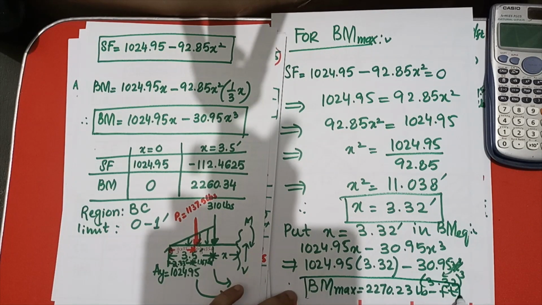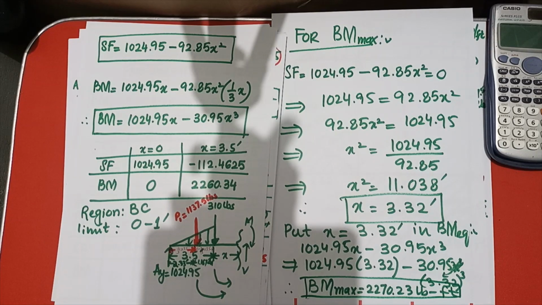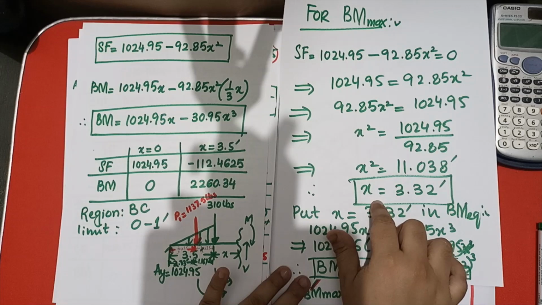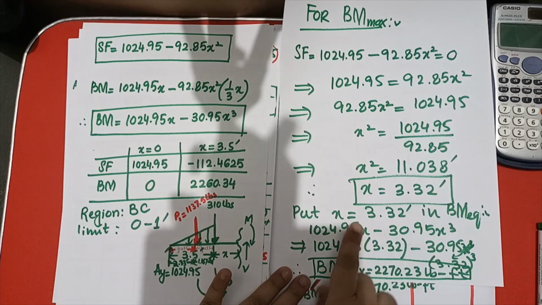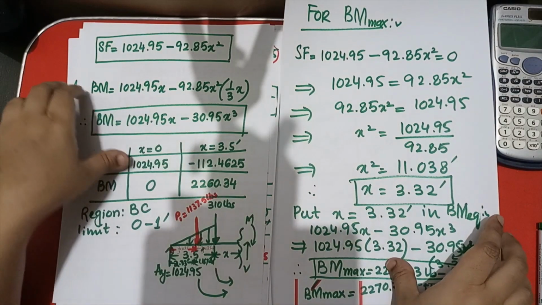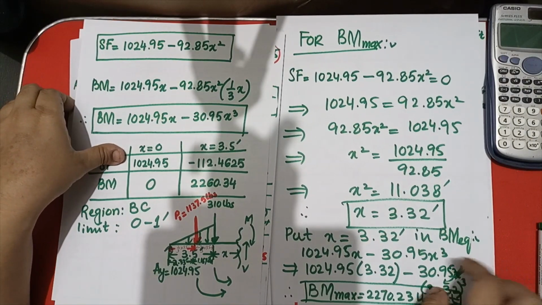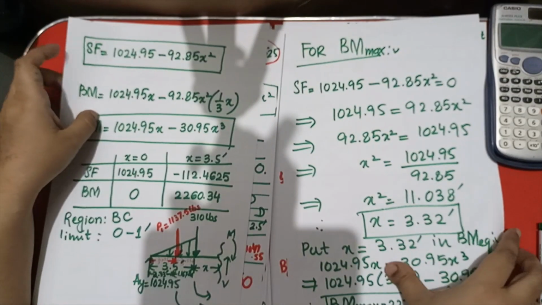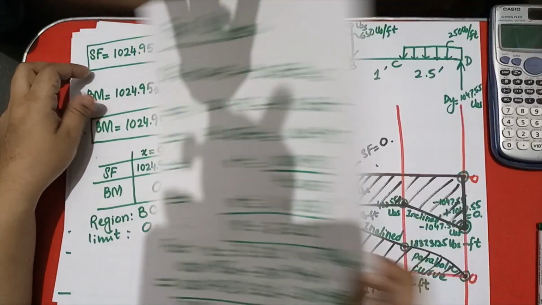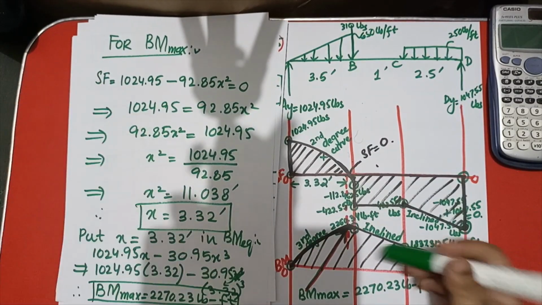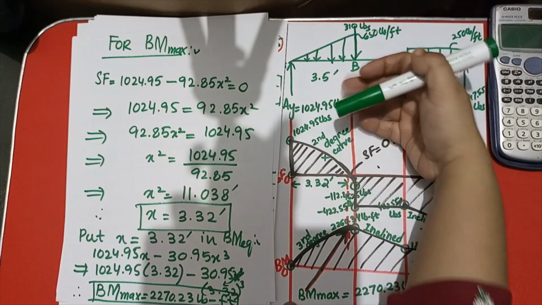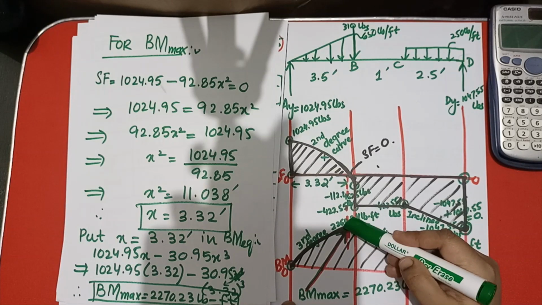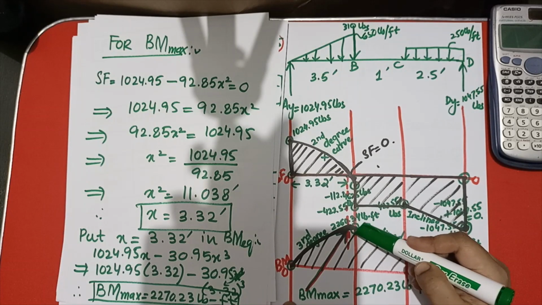We got it from 2270.23 pound feet. So obviously when you get your value of x, you have to put this value of x in the bending moment equation, and when you get it, you have to plot this maximum bending moment on your shear force bending moment graph. So where is the shear force bending moment graph? Let me tell you here. When I put it down here, this will be the maximum point, so it will be raised as compared to this point.